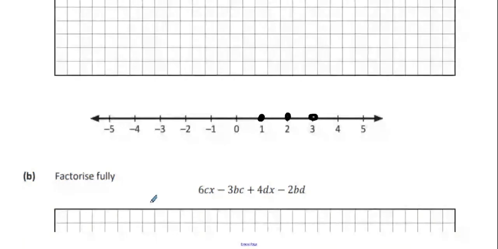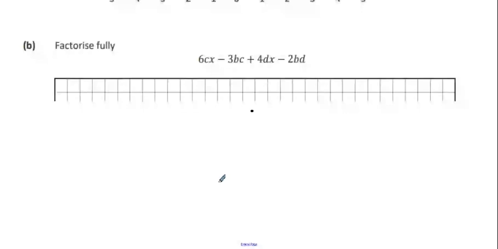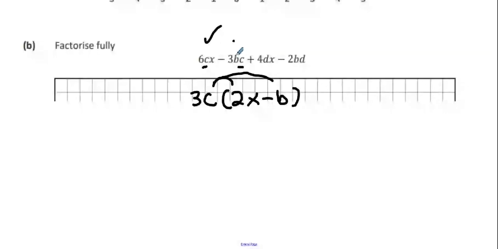Now, factorize fully the following. Okay. We can take out c and 2. So you take out c, and you can also take out 3, because 3 divides into 6, and it also divides into 3. And what's left over is 3 times what gives you 6? 2x. There we go. 3 times what gives you minus 3bc? Minus b. Multiply it back out. 3c by 2x, 6cx. 3c by b.